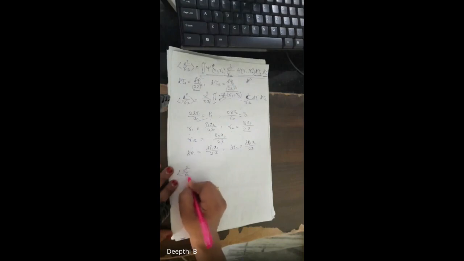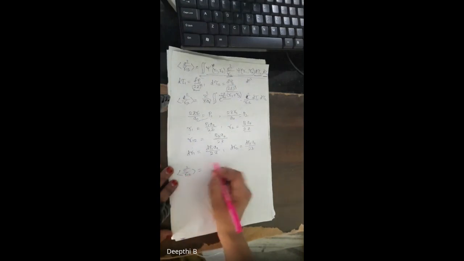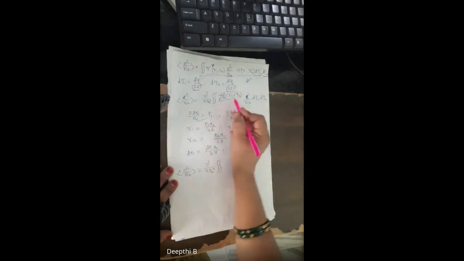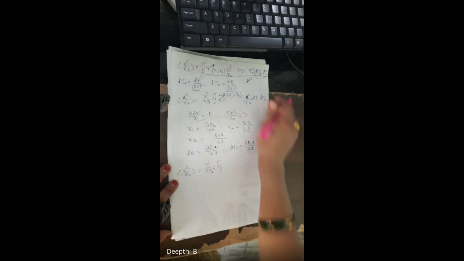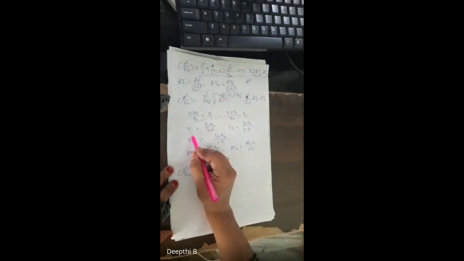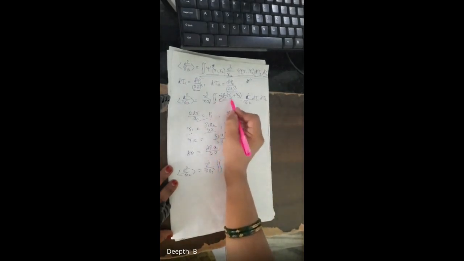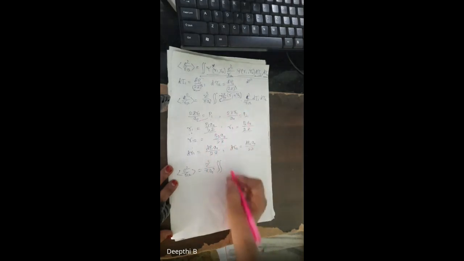E square by r12 is equal to, it is common, z cube by pi a naught cube, double integration of e power minus 2z by a naught, r1 plus r2. So at the place of r1 we will put this, r2 we will put this. This is multiplied inside, so this is equal to p1. So e power minus, common, p1 plus p2.